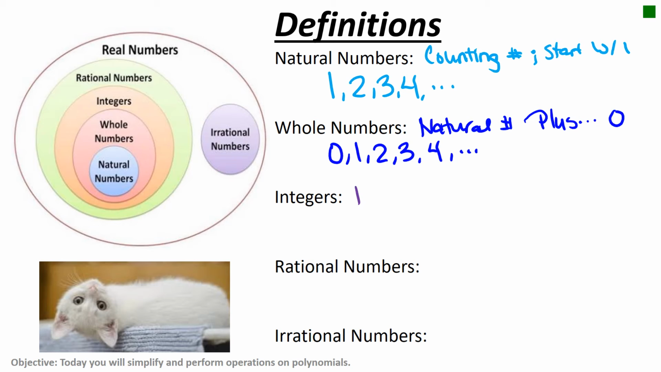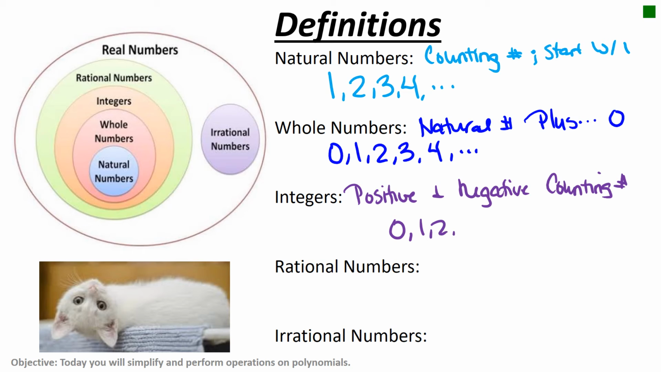So integers are your positive and negative counting numbers. So you've got 0, 1, 2, 3, 4, but now you've also got -1, -2, -3, -4, and so on. So now we've learned that sometimes people take things away from us.